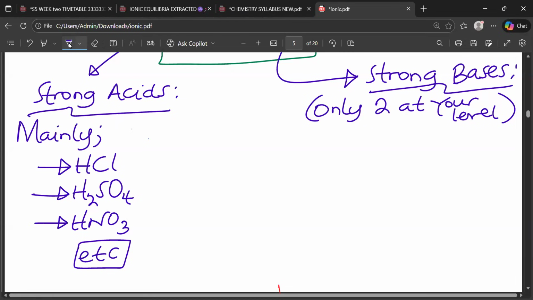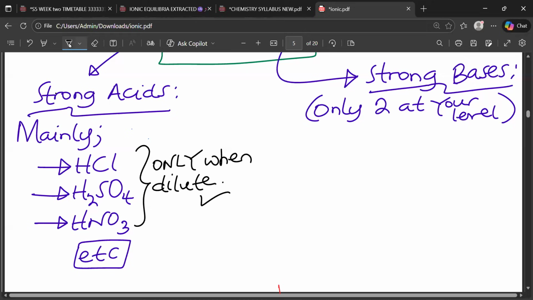And others. What I need you to appreciate is that these acids only work as strong when they are dilute. Only when dilute, that's when they are strong. Then at your level, the strong bases are only two, that is sodium hydroxide, then potassium hydroxide.